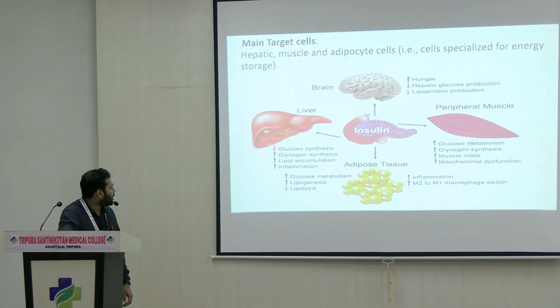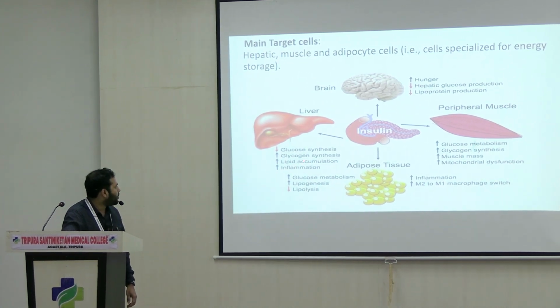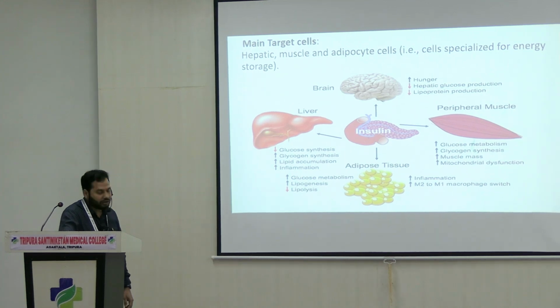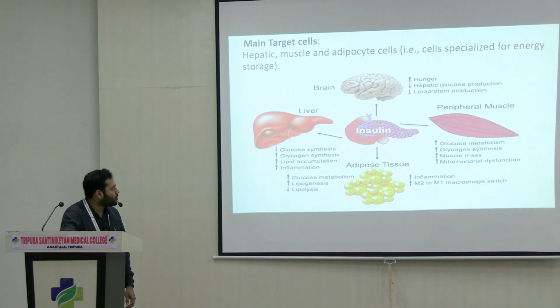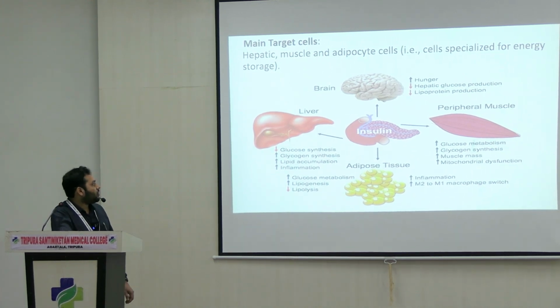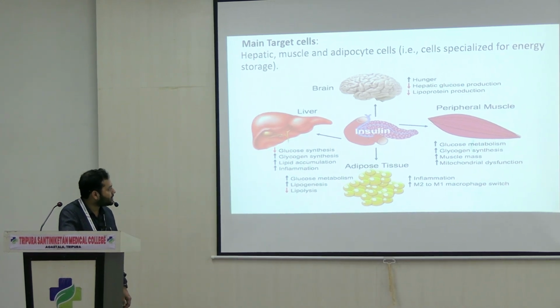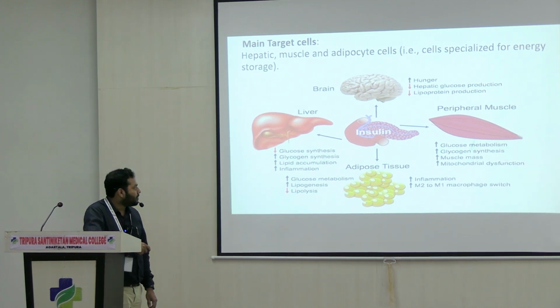And not only this, it also promotes glycogen synthesis and accumulation of lipids, as well as increasing the rate of inflammation in the liver tissues. If you look at the peripheral muscle cells, what is the role of insulin? The most important roles in peripheral muscle cells involve glucose metabolism and glycogen biosynthesis, and other than this, it also takes part in the increase in muscle mass.